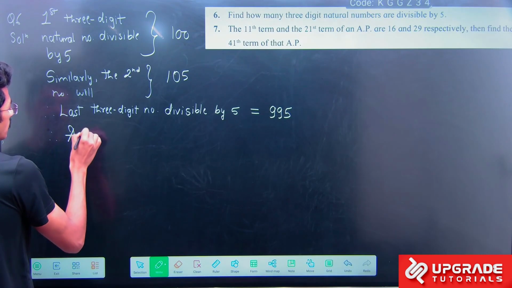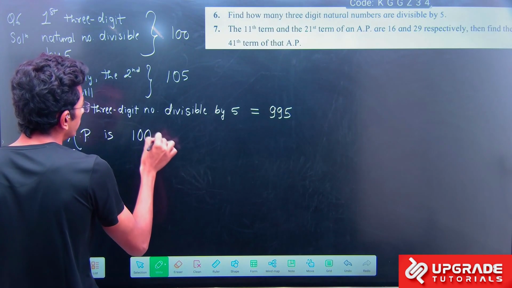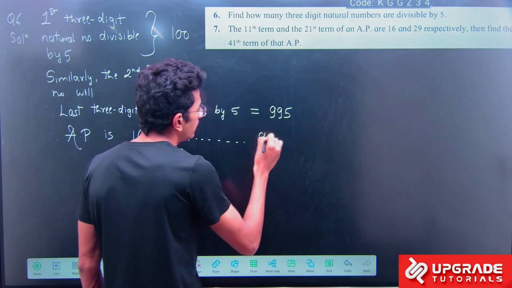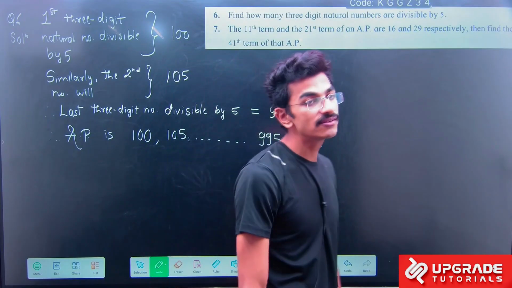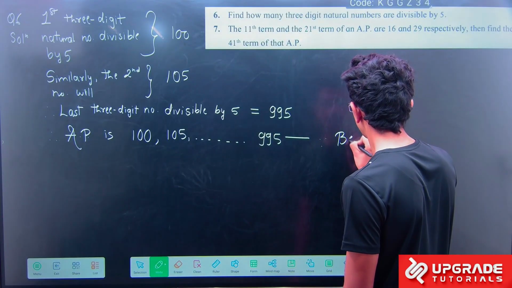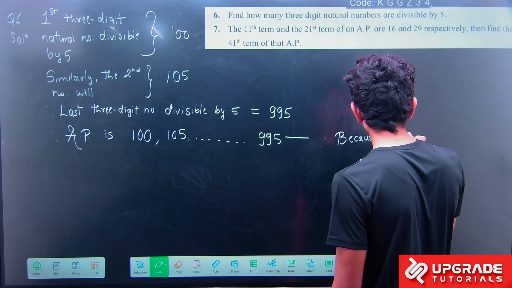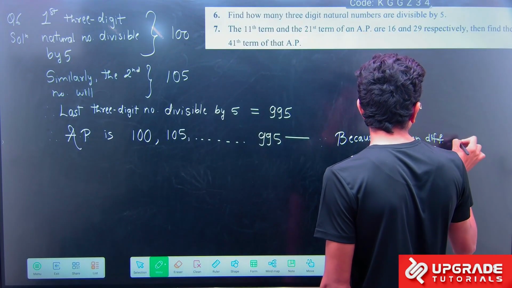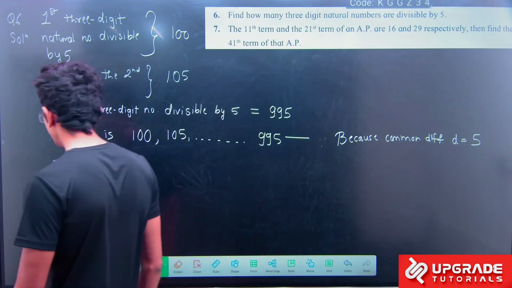the AP is 100, 105 up to 995. Here you can write the reason why the given sequence is in AP. Because the common difference D is equal to 5. Okay, so D is equal to 5.